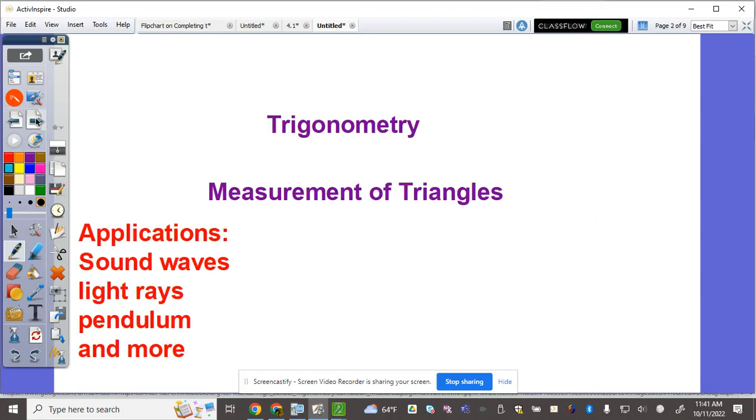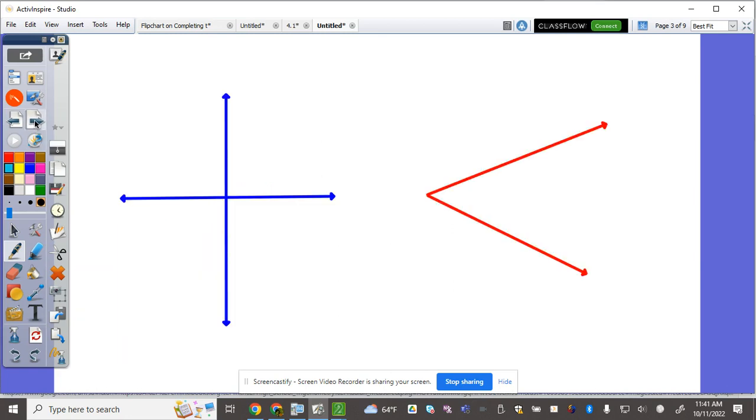Okay, and basically, we're introducing to you what is trigonometry, which you should have somewhat seen some of in geometry. As derived from the Greek language, the word trigonometry means measurement of triangles. It's a very big topic in mathematics, in applied math, wherein it's been used in many applications like sound waves, light rays, pendulums, and more. Even in the planetary orbits. Okay, so let's go ahead now and start dealing with trigonometry.